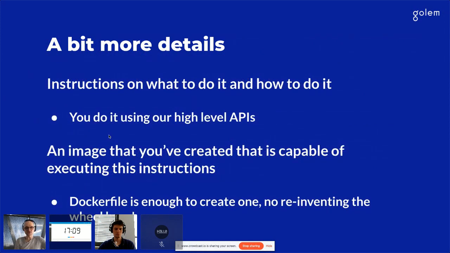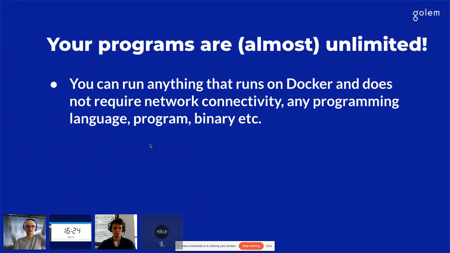When it comes to instructions, you can do it using our high-level APIs. It's a very easy-to-use set of functions that you can use in Python or JavaScript. And the image, if you want to create it, you actually create a Dockerfile. We didn't want to reinvent the wheel. If something works as a Docker image, it will work on Golem network. It's enough to convert this Docker image using our tool to the image that is compatible with the Golem network, and that's it. You have the image. So if you have code that executes in a certain image, you can probably run it on top of Golem network. This means your options are almost unlimited.